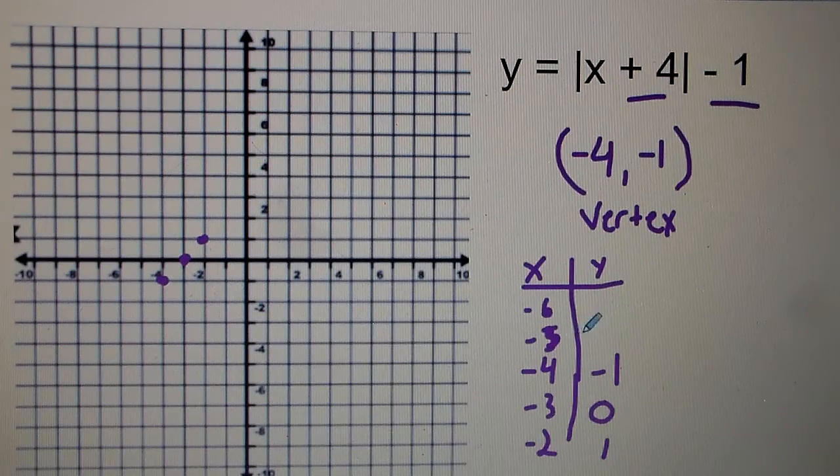We also plug in negative 5, and you'll see that we get 0. And then you plug in negative 6, and you're going to get 1. So we plot those coordinates also. So negative 5, 0, right there. And then negative 6, 1 is right there. Then we plot those coordinates and we connect them up. We make our lines and we successfully graphed y equals absolute value of x plus 4, minus 1.